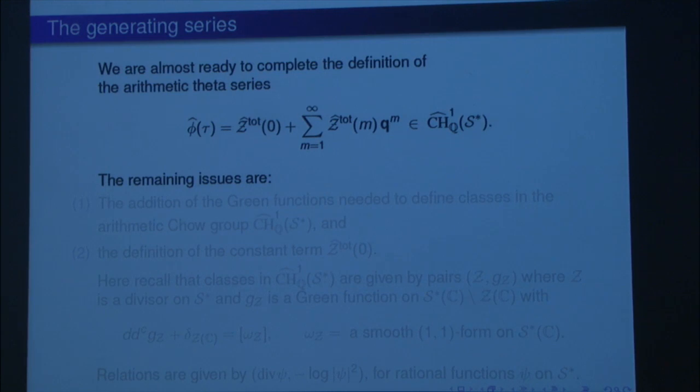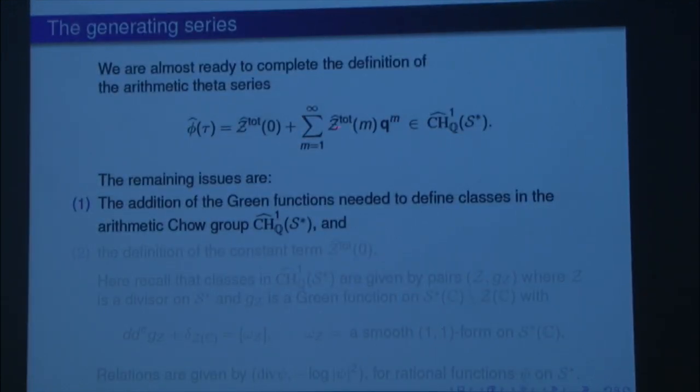Okay, so what's remaining in terms of issues? Well, first of all, there's this hat, which means I have to add on some Green's functions, which I will discuss a little bit later. And the second point is there's this constant term when m equals 0, because then this definition I gave you in terms of moduli doesn't apply. So let's start with the constant term.